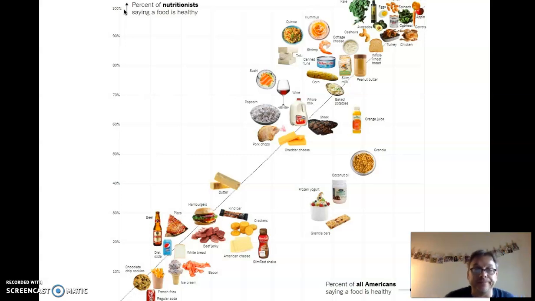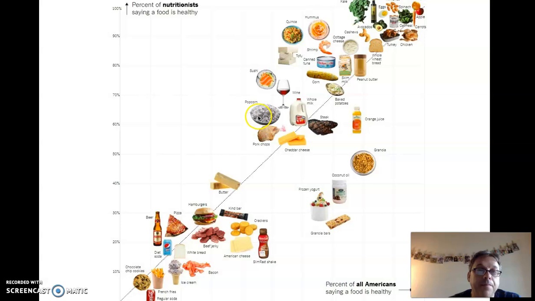So this one's interesting. If we go over here, there's a large group that both seem to say are not healthy: junk food and fast food, hamburgers and pizza and beer and French fries. So this makes sense. And then there are traditional things such as vegetables and fruits that both Americans and nutritionists are saying are healthy. But then we have some here. And if you look at this chart, these are perhaps the most interesting.